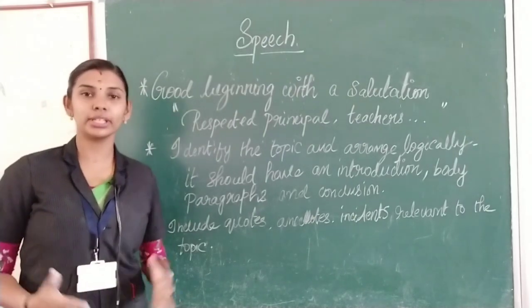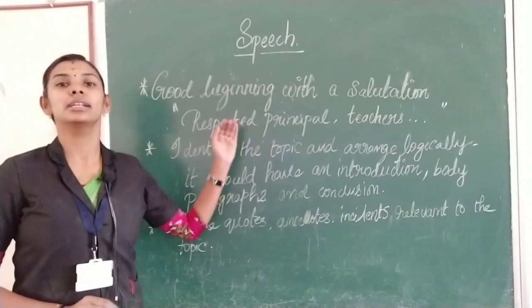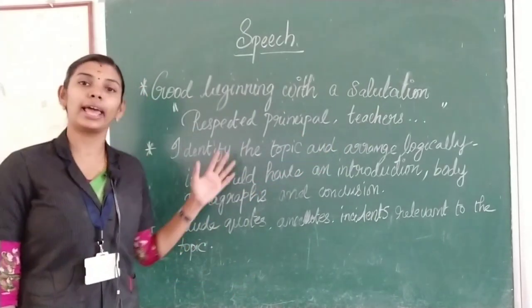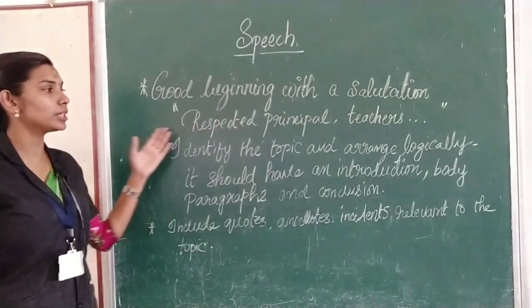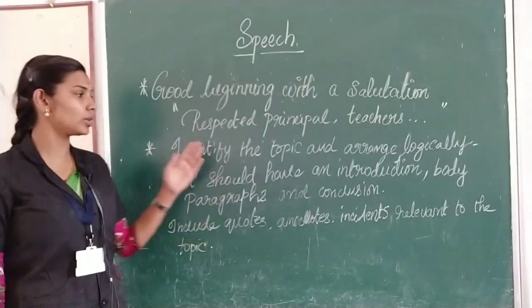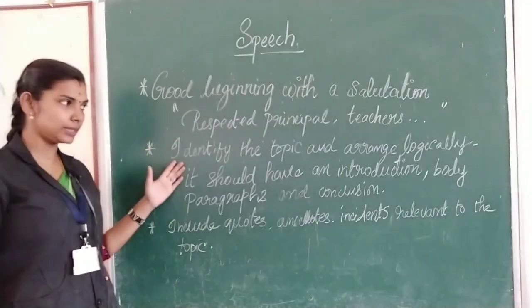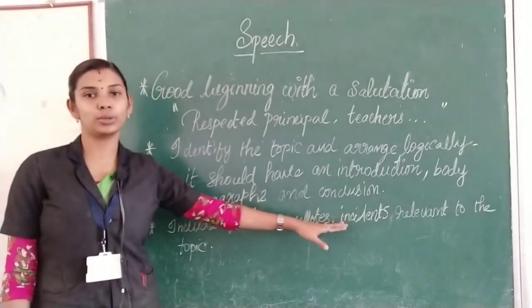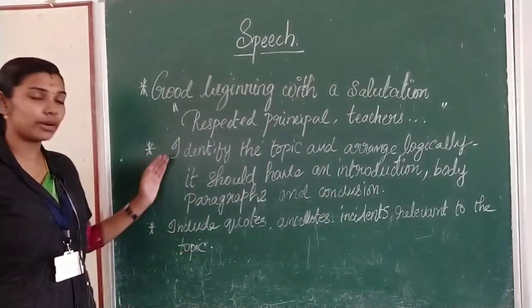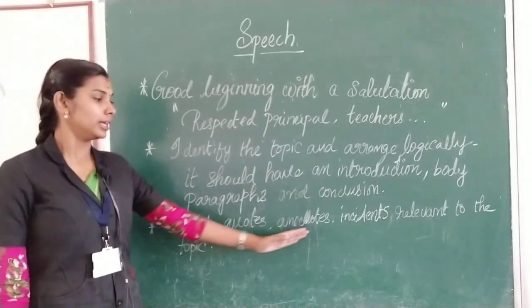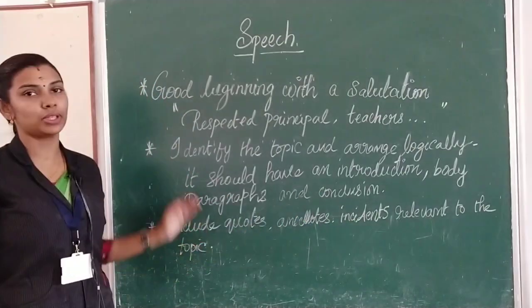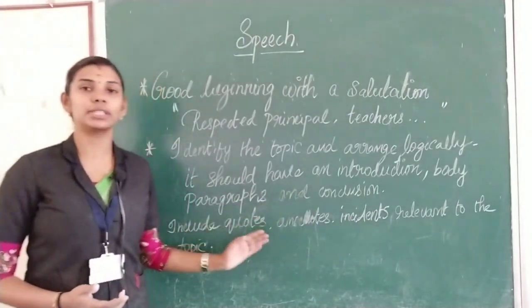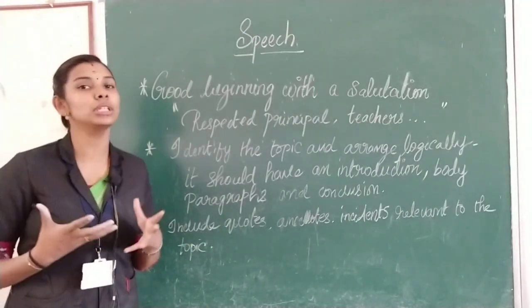While delivering or writing a speech, you should begin with a salutation, like respected principal, teachers or respected dignitaries on the dais. After writing the salutation, you have to leave a line, then introduce the topic. First identify the topic and arrange it logically, that is, it should have an introduction, then body paragraphs and a conclusion or concluding paragraphs. Then you can include quotes of famous persons, anecdotes and incidents relevant to the topic. To make it more attractive, you can include all these things, which are very much relevant to the topic, so it will become more effective.